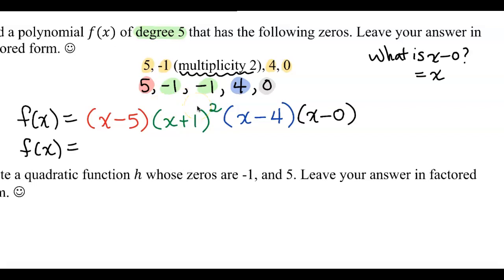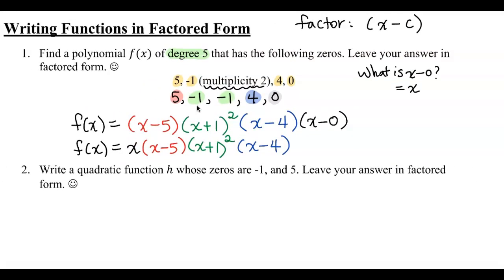And if it's just x, you write it in front of all the other factors. So I'll write the x down first, and then I will just bring down the rest of them, and the last one, x minus 4. And we are done with this problem. We found a function in factored form, and they said leave your answer in factored form. So this is fine. This is perfect.